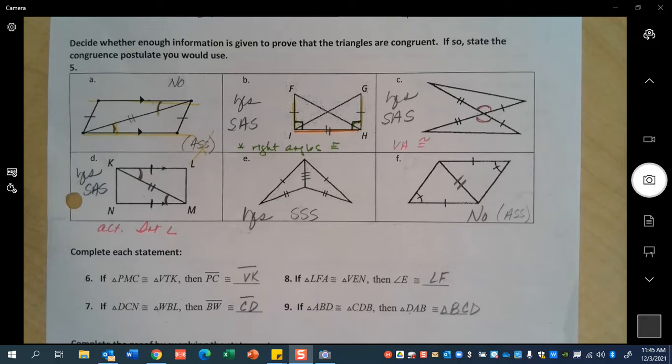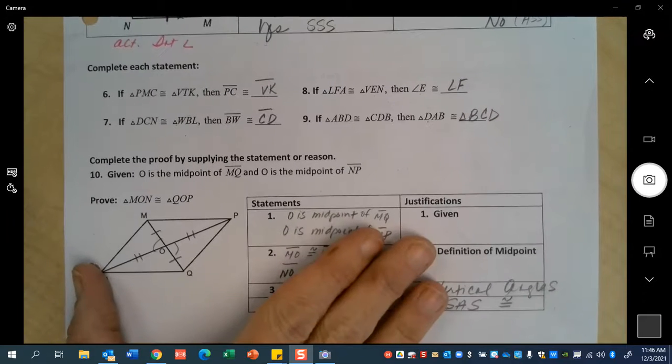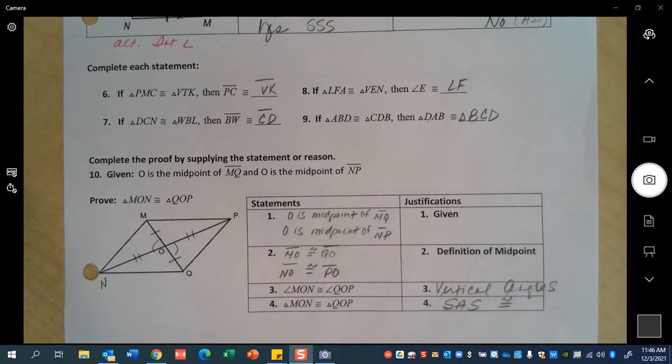What do you call these? Vertical angles. Vertical angles are congruent, side angle side. Here's another shared side for side, side, side. In this one, we have a shared side, but angle, side, side is not a postulate we have. No cursing in geometry. All right, next coming up, completing this statement, making sure that we understand corresponding parts.